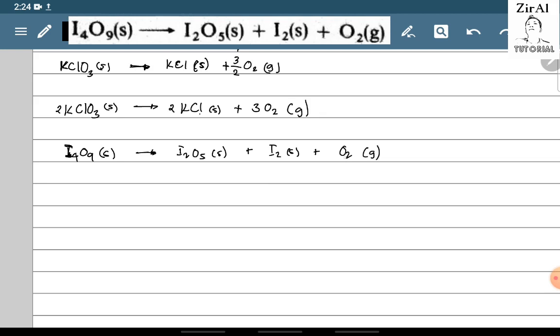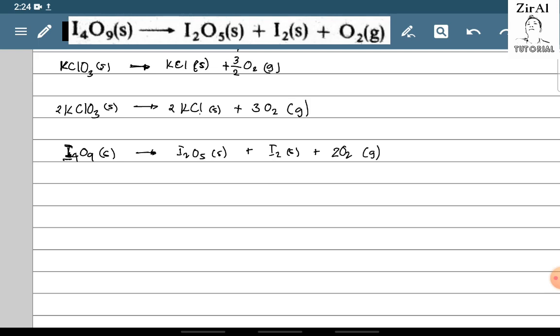So since there are 2 here, we just have to put 2. So 2 times 2, that would be 4 atoms of oxygen to complete that 9. So is it balanced? Iodine is 4, oxygen is 9. So it is already balanced. So we proceed. This is the balanced equation again, by providing 2 as a coefficient for the oxygen.